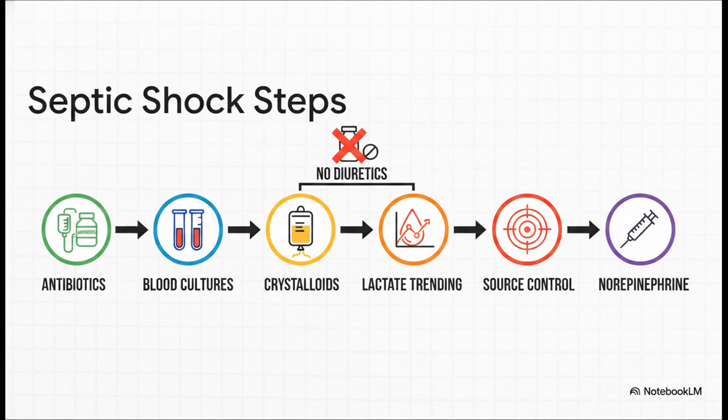Give prompt, broad-spectrum antibiotics, obtain blood cultures only if they don't delay therapy, start crystalloid resuscitation for hypotension or impaired perfusion, measure and trend the lactate, achieve source control, and add norepinephrine if the hypotension persists after fluids. Watch out for this major exam trap. You must stop diuretics in septic shock unless a specific, overriding competing indication exists.